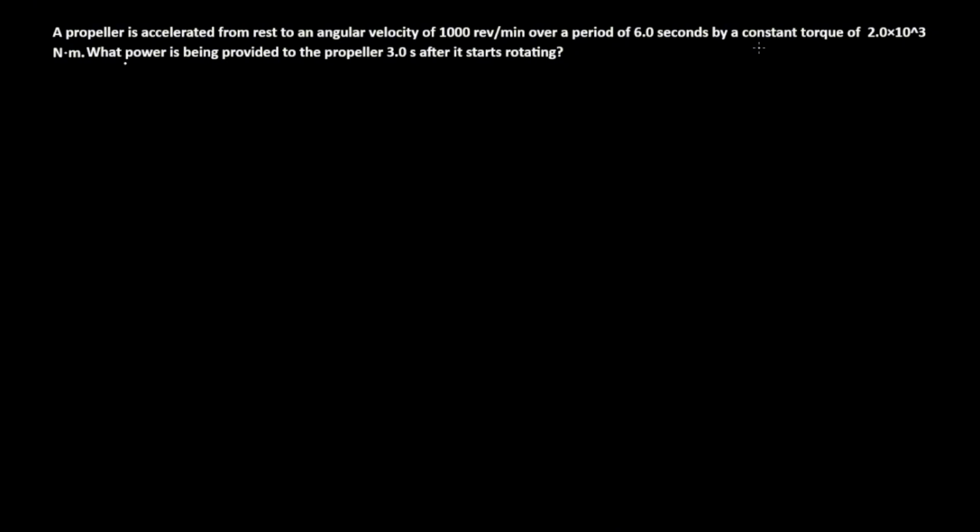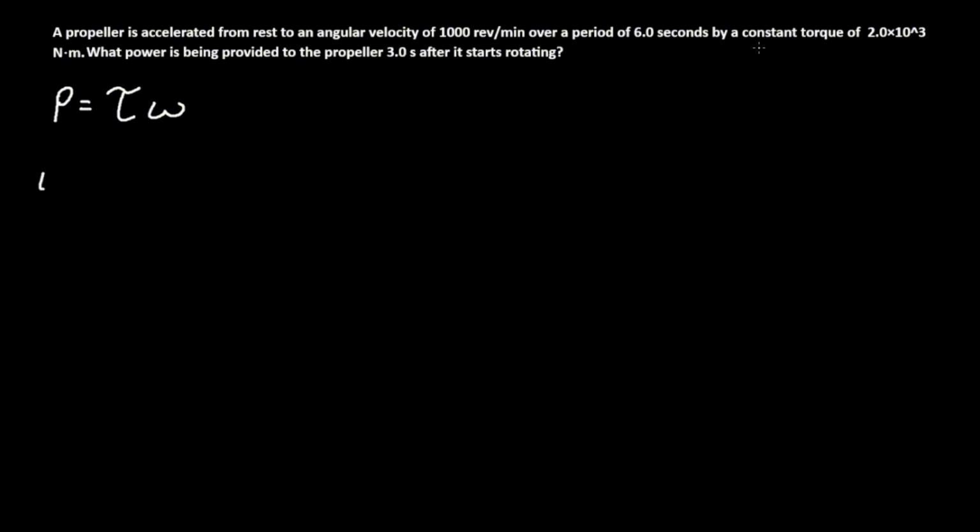So for this problem, we need to solve for the power being provided to the propeller 3 seconds after it starts rotating. So the formula for power is torque times your angular velocity. We're given an angular velocity, at least the final angular velocity, after 6 seconds. So we don't have the angular velocity we need after 3 seconds.